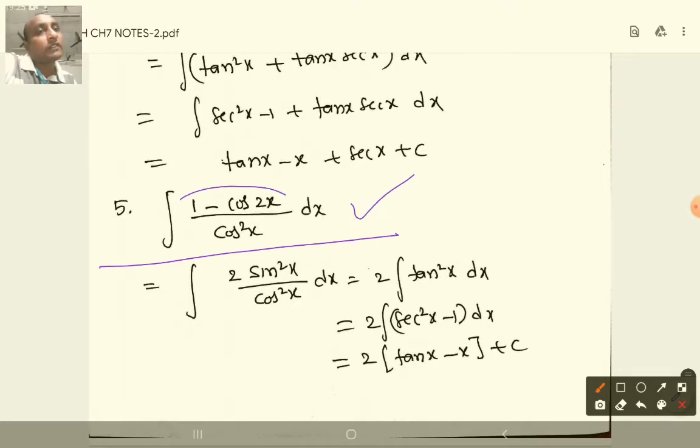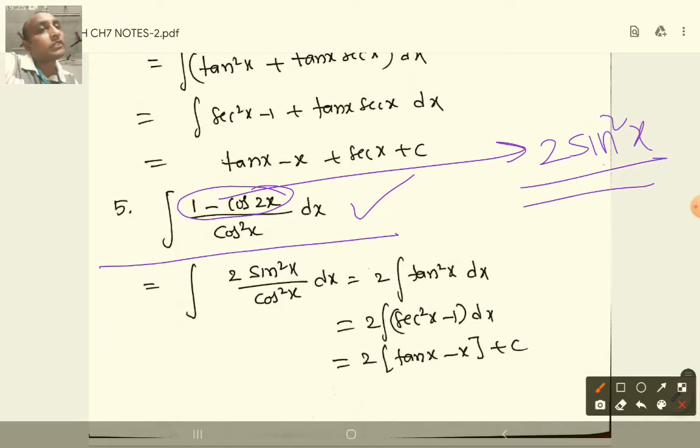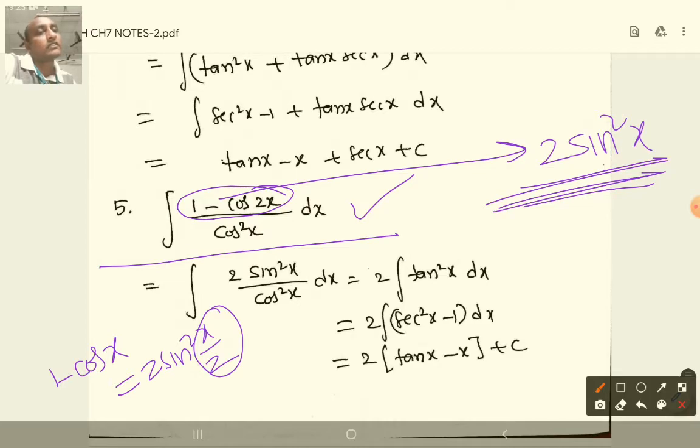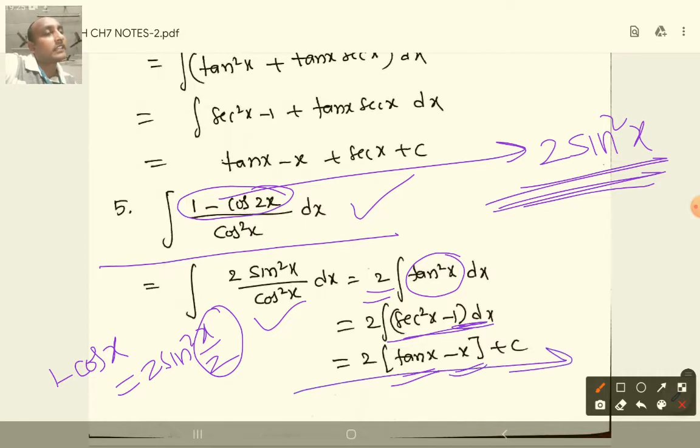So similar way you can try integration of 1 minus cos 2x by cos square x into dx. Again 1 minus cos 2x as a formula from 11th standard is 2 sin square x. If it is 1 minus cos x, we write 2 sin square x by 2. But here it is 1 minus cos 2x, now 2x by 2 becomes x. That's why 1 minus cos 2x is 2 sin square x is the formula. So 2 sin square x by cos square x, 2 take out, sin square x by cos square x is tan square x, which is secant square x minus 1. So secant square x is tan x, minus 1 integration is minus x. This kind of practice is very much needed, right?